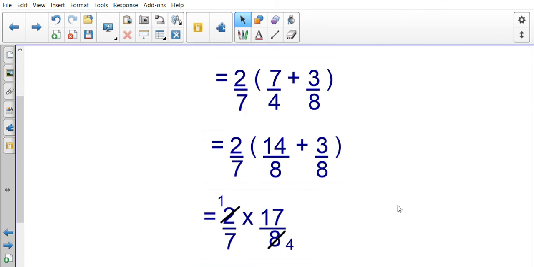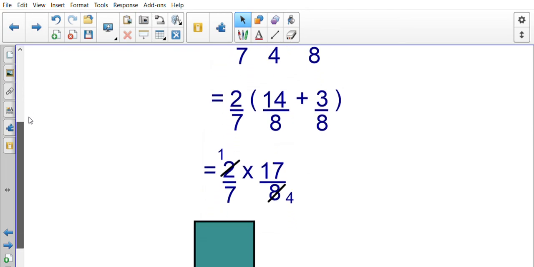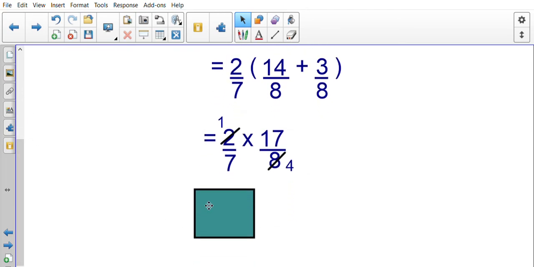So again, because we are multiplying, you should be simplifying diagonally. So the 2 and the 8 are diagonal to each other and they can both be divided by 2. And then multiplying the numerators together and the denominators together will give me 17 over 28. And that's your final answer.